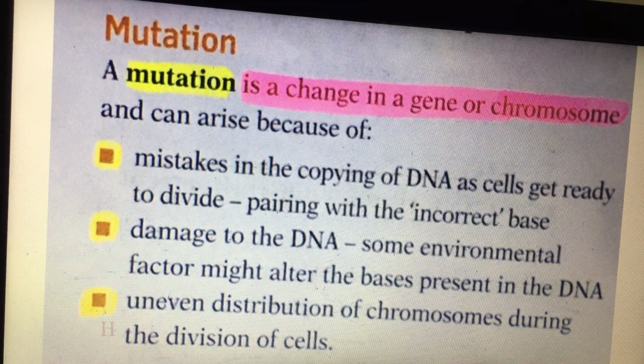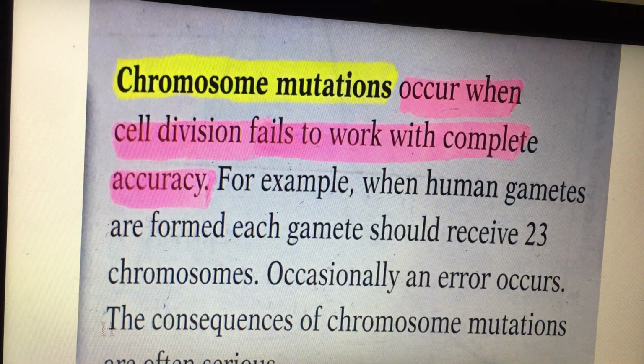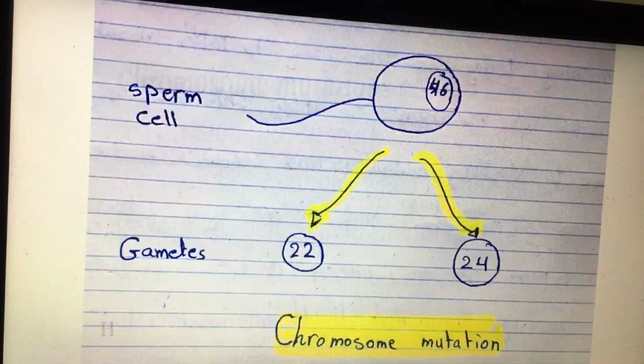Okay, now you have to know that we have two types of mutation. The first one, chromosome mutations, and the second one, gene mutations. Now let's start with the chromosome mutation. We say chromosome mutations occur when cell division fails to work with complete accuracy.